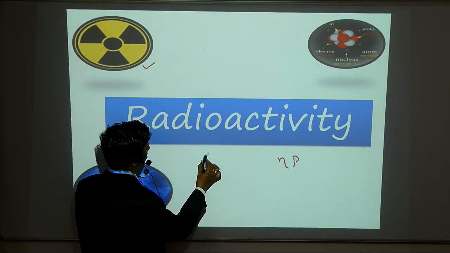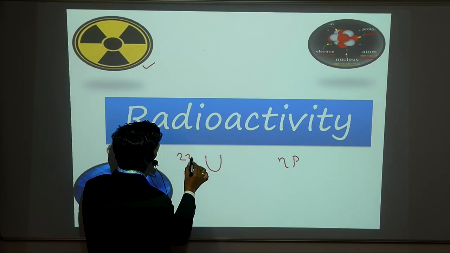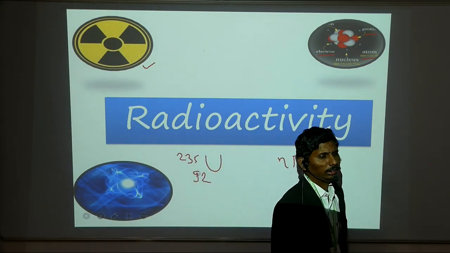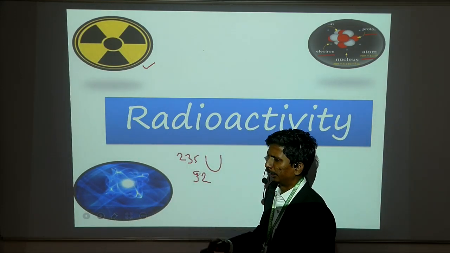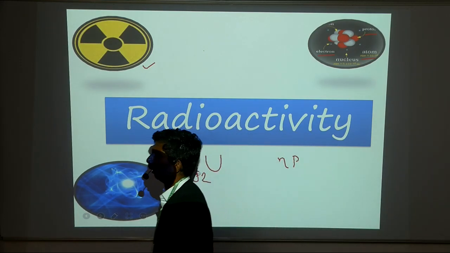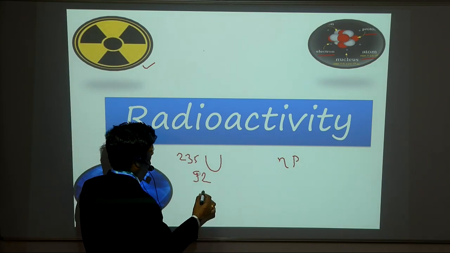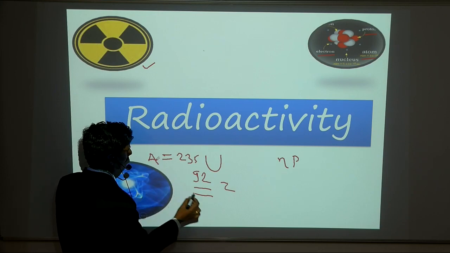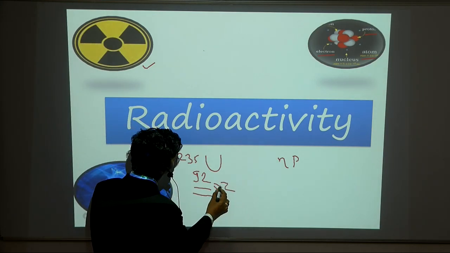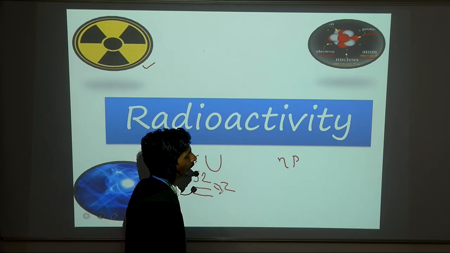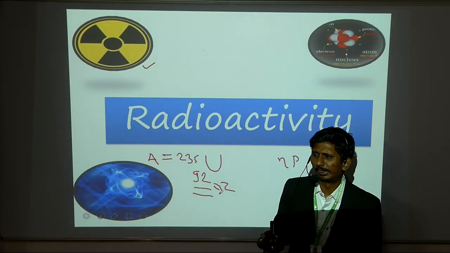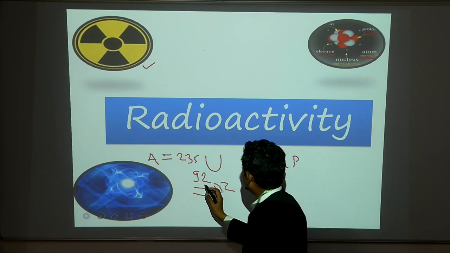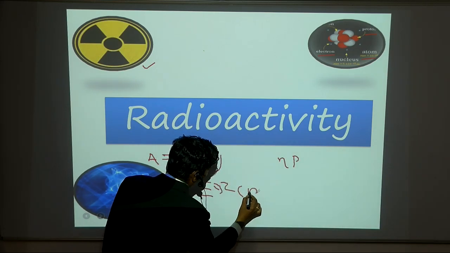For example, consider U-235. Uranium is one of the most famous radioactive elements. The atomic number is 92 and the atomic mass number is 235. Generally, we consider this as Z and this as A. Remember that Z represents the number of protons.